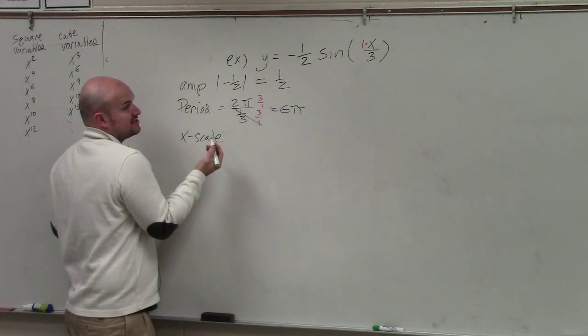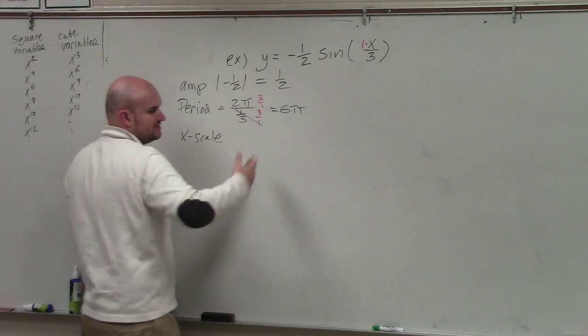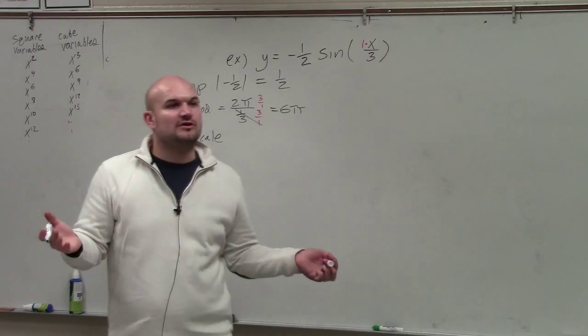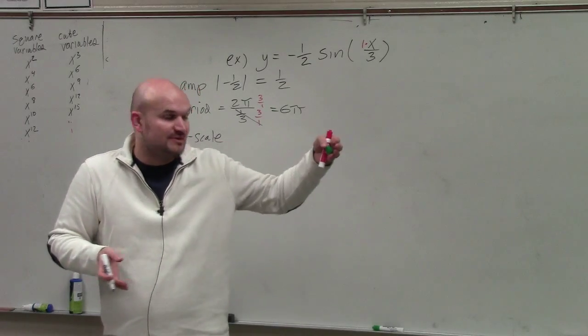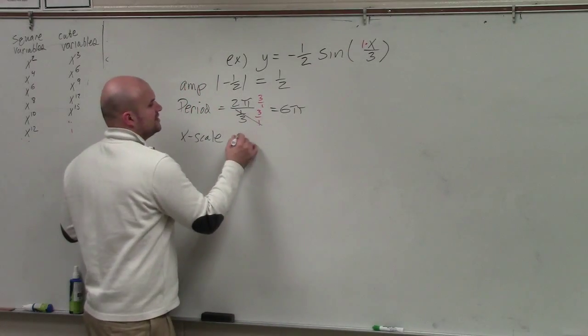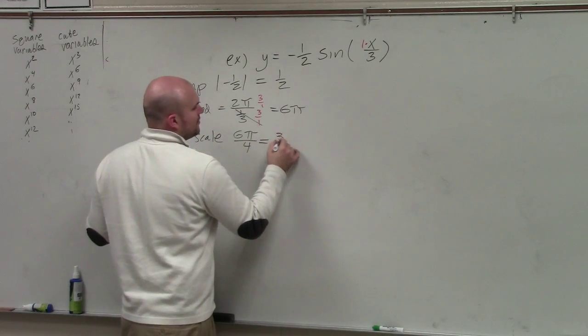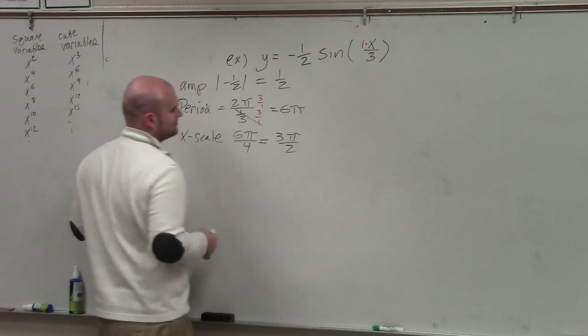X scale is basically just going to be the distance between all of our critical points. Because I showed you guys what the graph looks like for the sine, so we want to know the distance between all the critical points. So you just take 6 pi divided by 4. That reduces to 3 pi over 2.